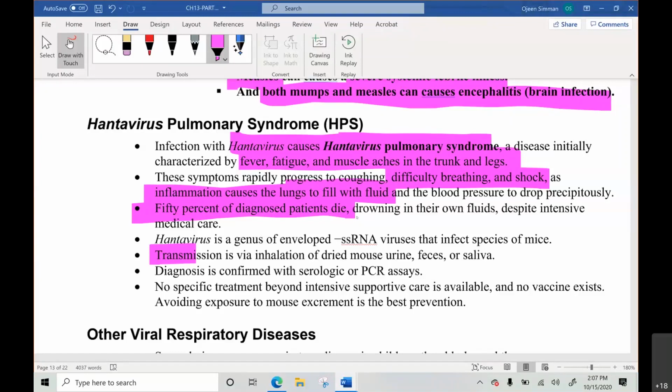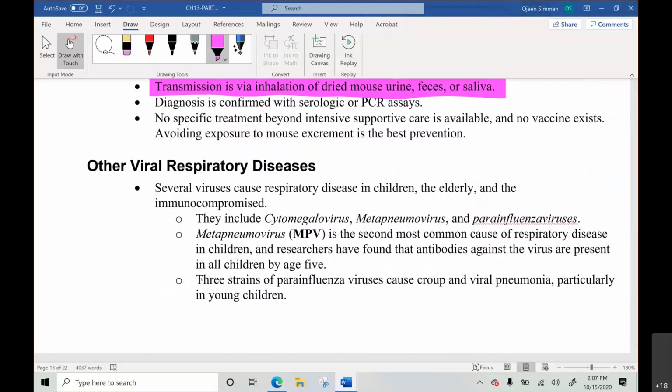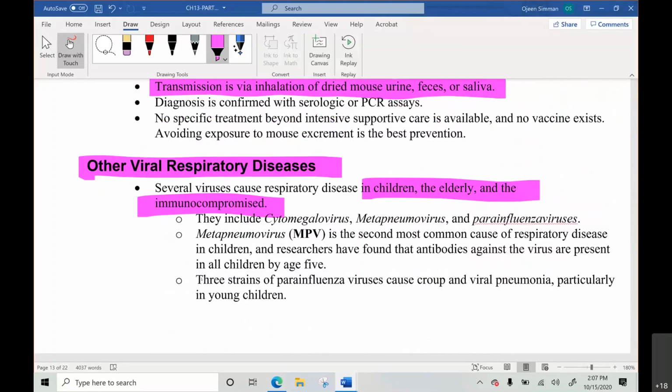Transmission is by inhalation of dried mouse urine, feces, or saliva. So other viral respiratory infections, the ones that I'm going to discuss, cause respiratory infections specifically in children, immunocompromised, and elderly patients. And this includes cytomegalovirus, metapneumovirus, parainfluenza viruses.